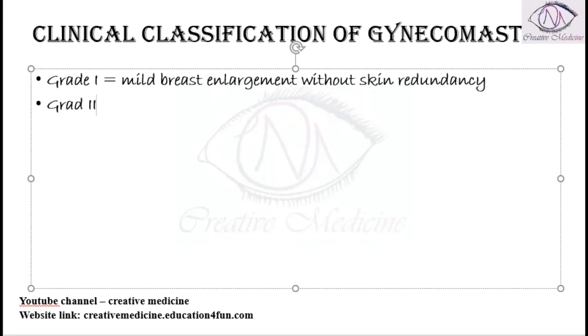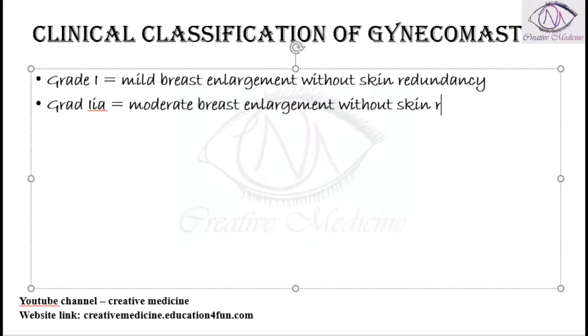Then we have grade 2A. In grade 2A, there is moderate breast enlargement, also without skin redundancy. Then we have grade 2B. In grade 2B, there is also moderate breast enlargement, but here with skin redundancy.